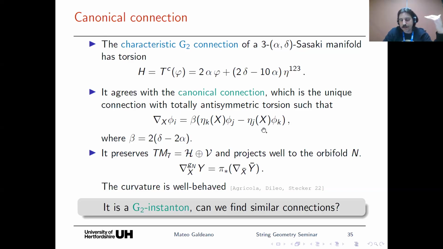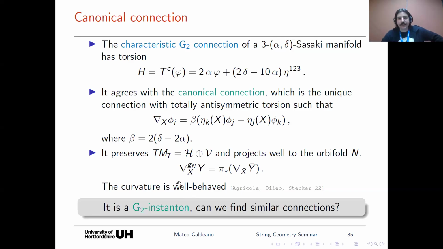So this property, on a first look, maybe it's not particularly illuminating, but it's actually something that makes sure that this connection is very well behaved with respect to this bundle structure that I was mentioning earlier. So it's telling us that this connection is also well adapted to the structure that we have. So the connection preserves the splitting of the bundles in the horizontal and vertical and projects well to this orbifold at the base. And in particular, the curvature is also well behaved. It's something that we want for checking the G2 instanton. I'll say more about this in a second.